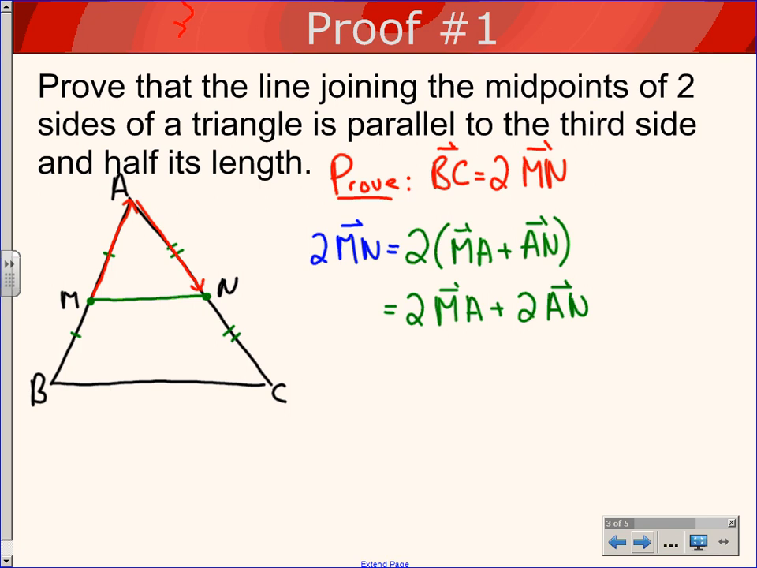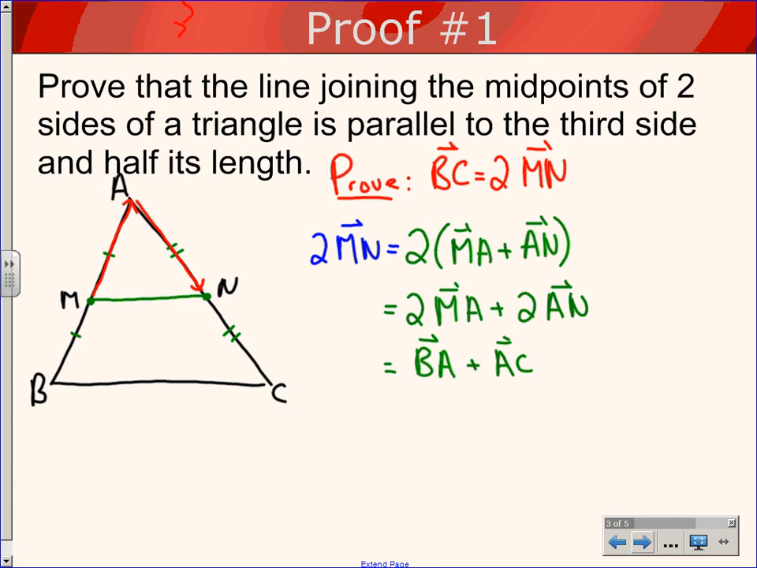Okay, well now I have 2 vector MAs. And I know that MA is the midpoint of that whole line on the left. So what I can do is change that 2MA into just vector BA. And that was because point M was the midpoint. I'm allowed to do that. Exact same on the other side. I have vector AN. Since N was the midpoint, 2 ANs is the same as vector AC.